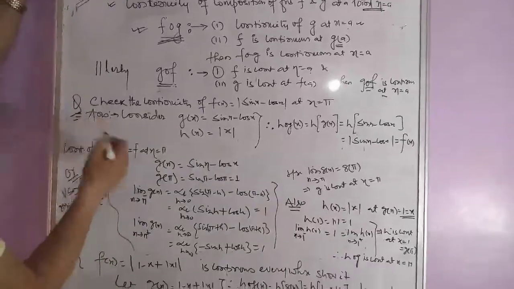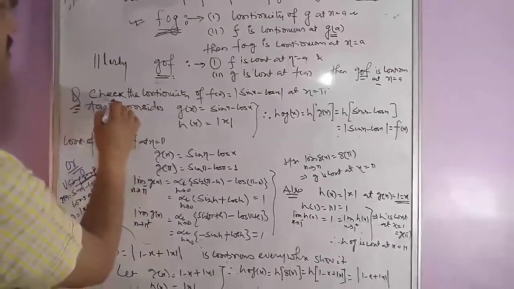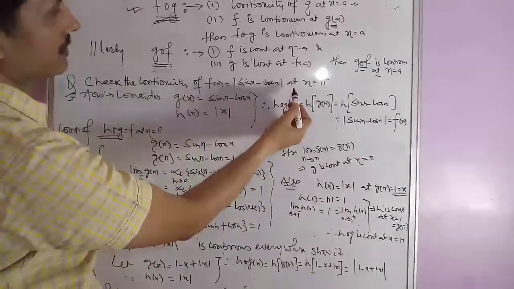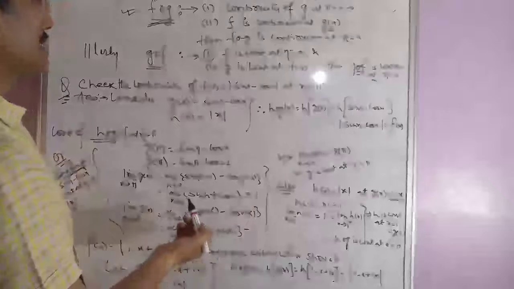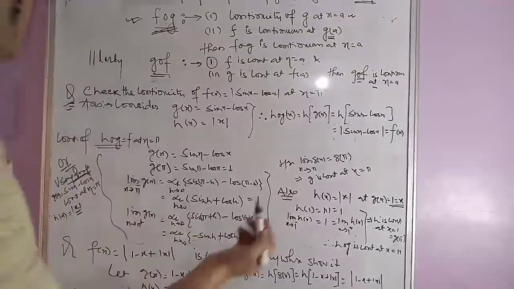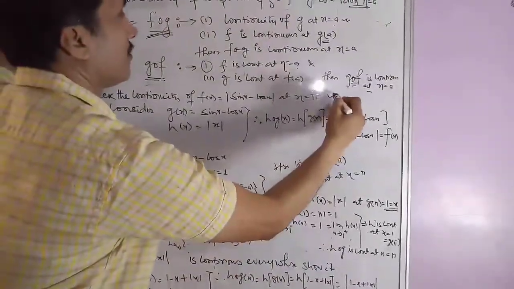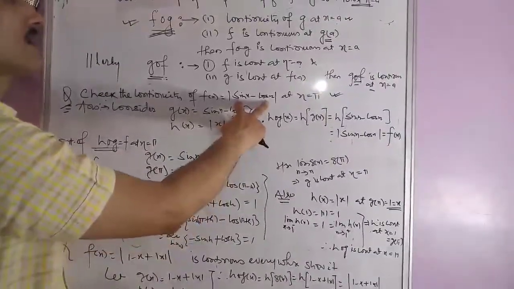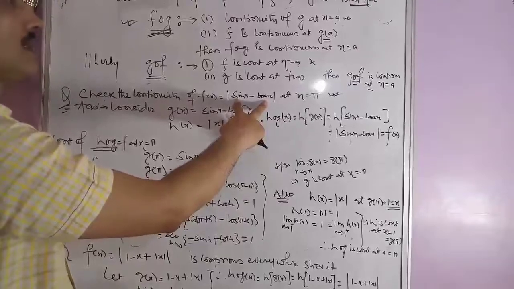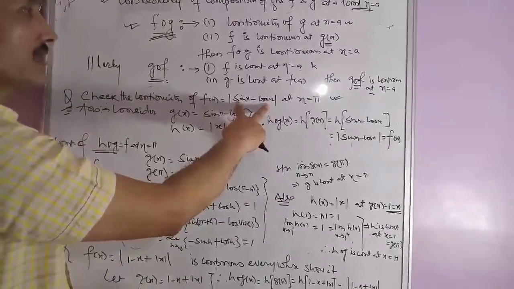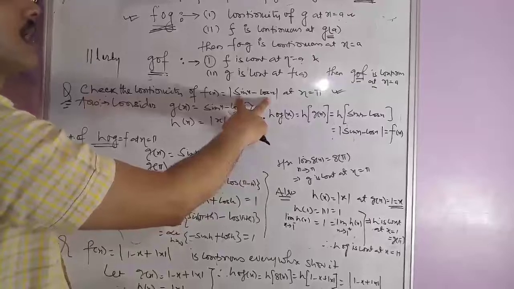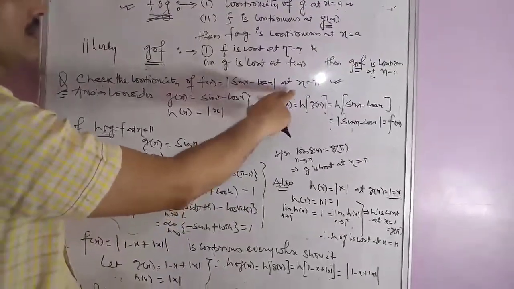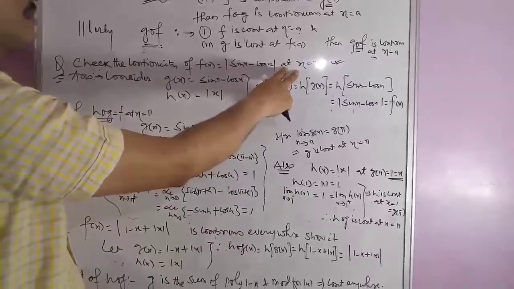We take here an example. Check continuity of f(x) equal to modulus of sin x minus cos x at x equal to pi. We could solve this question by removing the modulus: set sin x minus cos x equal to 0, which will give values of x, and we redefine this function without modulus and then check continuity at the change points.